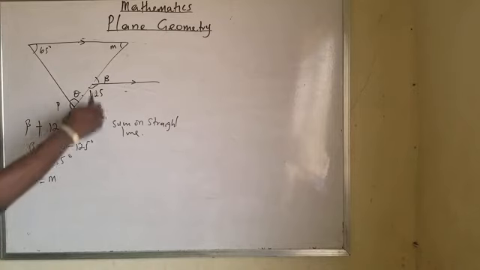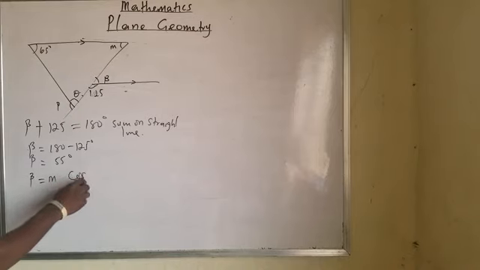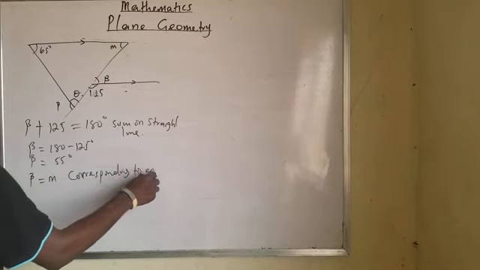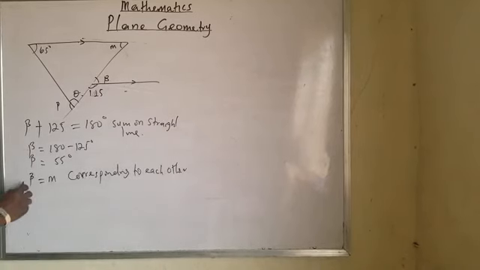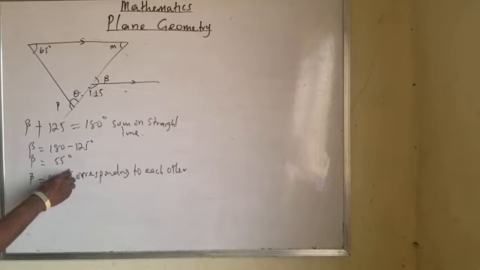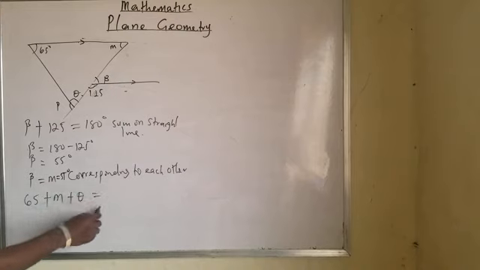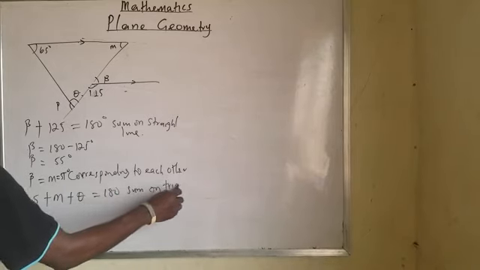Since I have that as 55 degrees, now my beta equals m, because they are corresponding to each other. Since they are corresponding, it also equals 55 degrees. Now, since it's 55 degrees, I can say that 65 plus m plus theta equals 180.